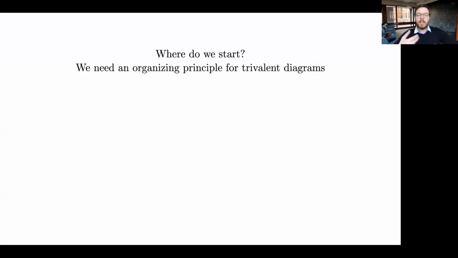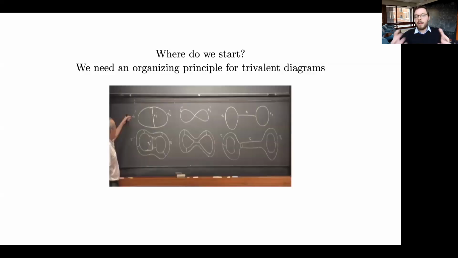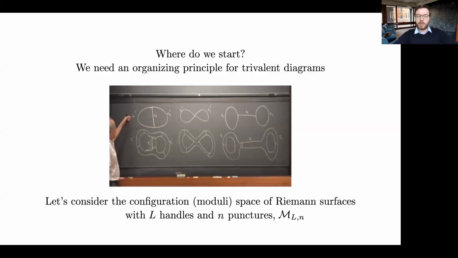So where do we even start? Well, first of all, we need an organizing principle for trivalent diagrams. And as you might remember from your graduate classes, Riemann surfaces are precisely those objects that in various different limits give you various Feynman diagrams. So what we want to consider is a configuration space or moduli space of Riemann surfaces with exactly L handles and N punctures, denoted with this symbol.